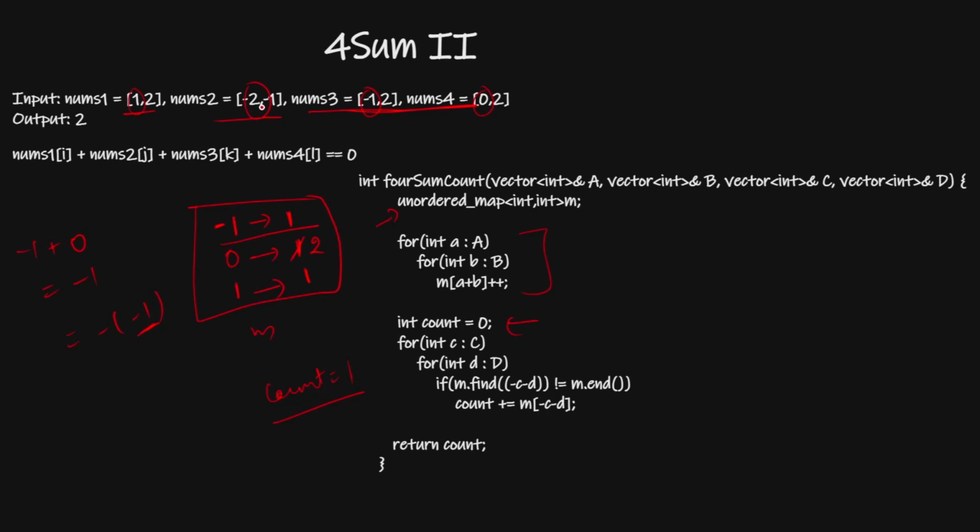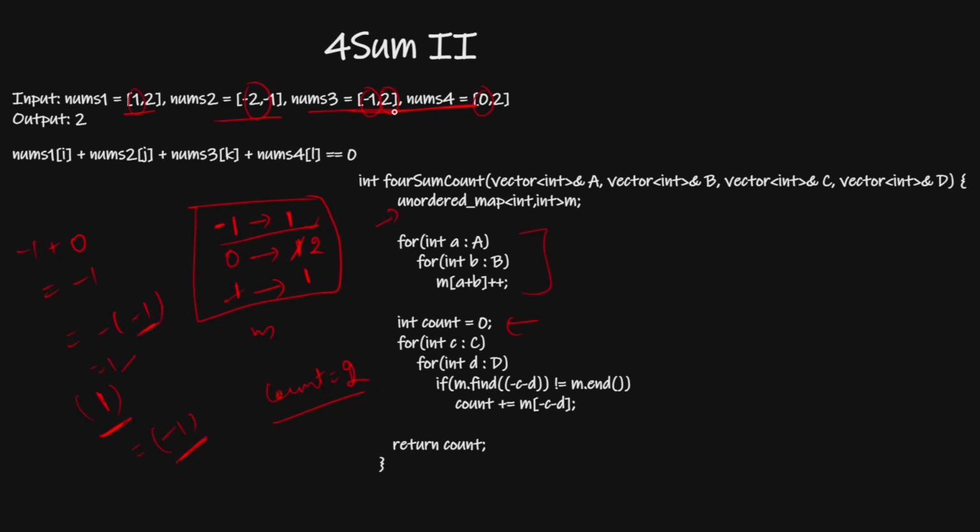Now this minus 1 and this 2 give 1, so minus of that is minus 1. Do I have a minus 1? Yes, I have a minus 1, and it is one time. So I will increase my count by 1, making it 2.